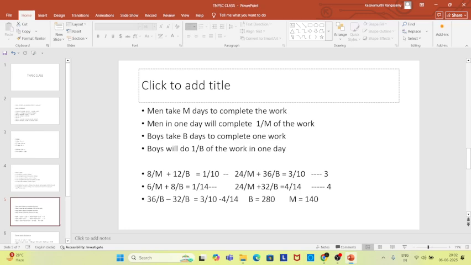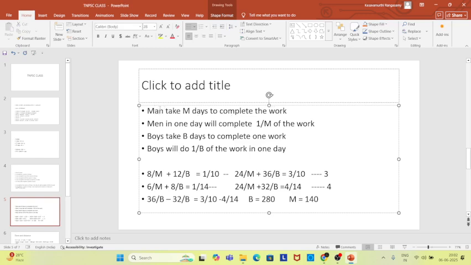So the man in one day. Oh, I think you should not put men. Man takes m days to complete a work. That means one man takes m days to complete a work. So one man in one day will complete how much work? 1 by mth of the work, isn't it? 1 by mth portion of the work. Boys take b days to complete one work. So boys will do 1 by bth portion of the work in one day.